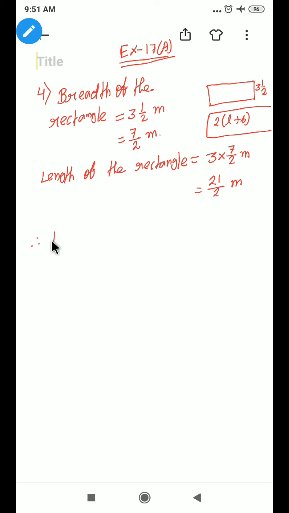Therefore perimeter is equal to So students, today I have sent all the perimeter is equal to short questions.